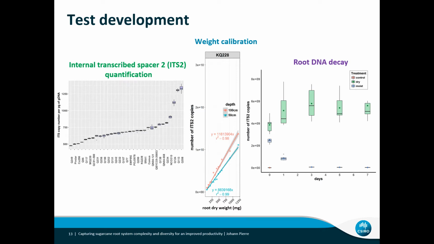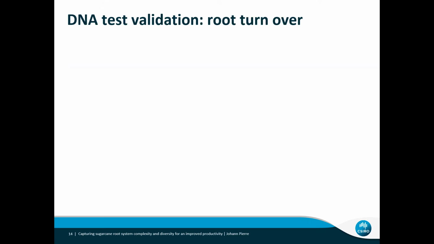So at this stage, our method was ready, and we took it for a test drive into the field, and we conducted a preliminary study on the effect of harvest on root dieback. According to the literature, 83% of the root system remains alive after harvest and helps with the establishment of the next crop.